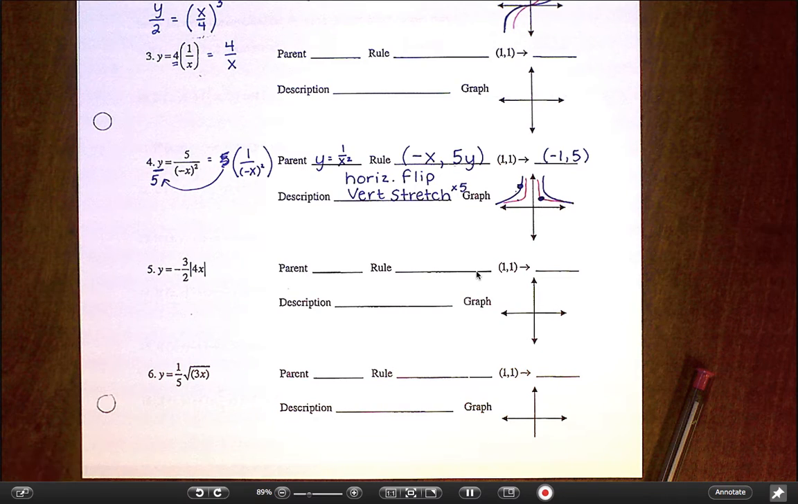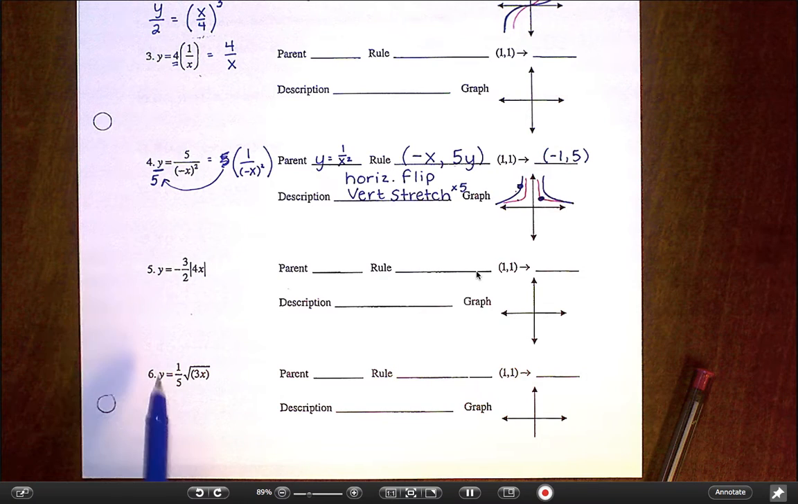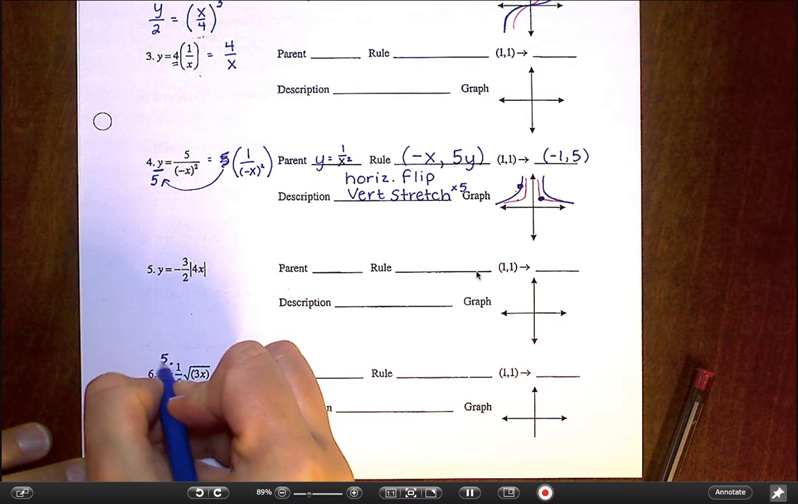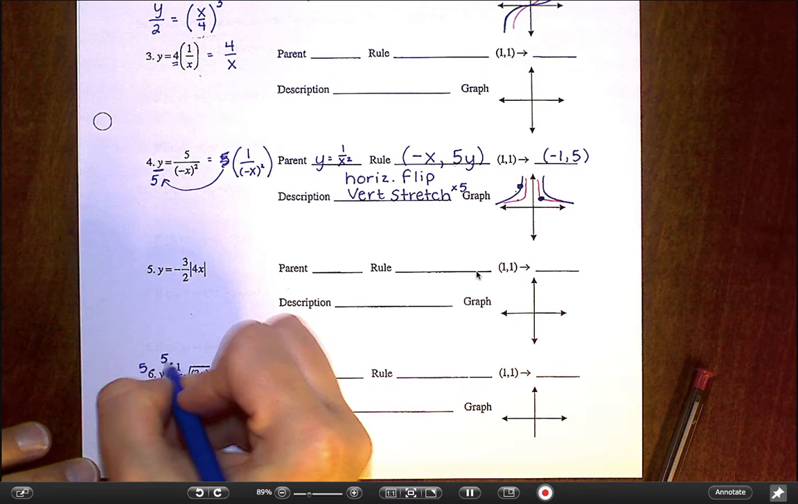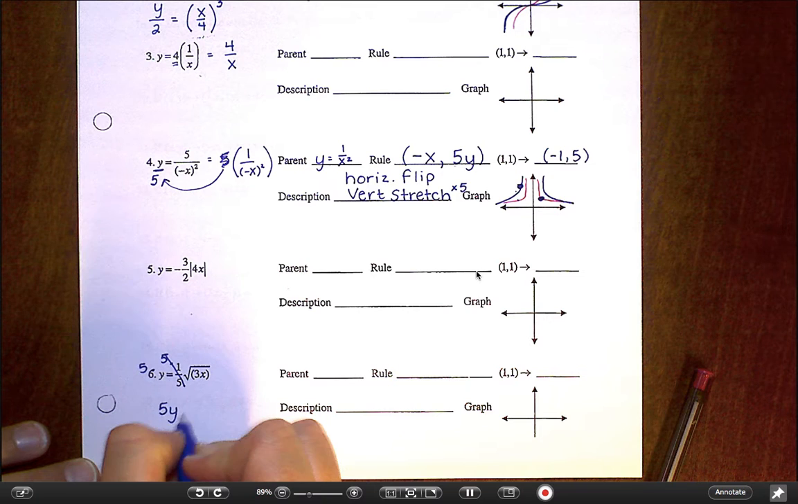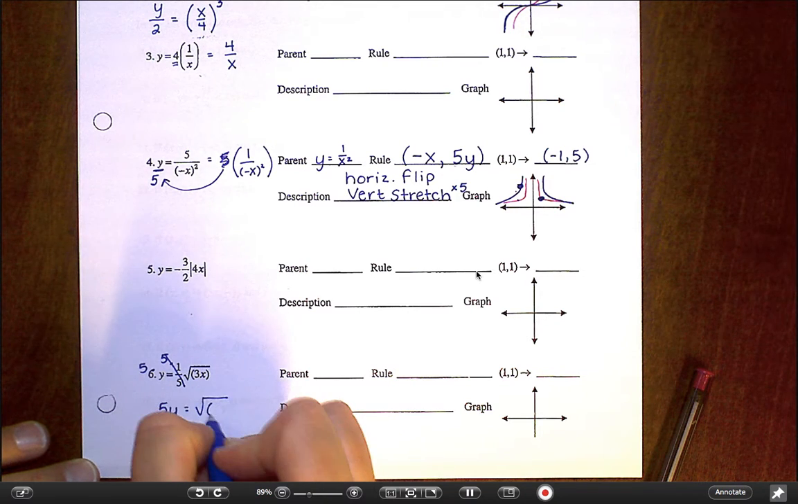Okay, let me pick one more here. Let's look at number 6. So number 6 down here, that 1/5, just like before, actually belongs with the y. To move it over to where the y is, I would multiply by 5 on each side, because 5 and 1/5 will cancel each other out. So I'm really looking at this: 5y equals square root of 3x.